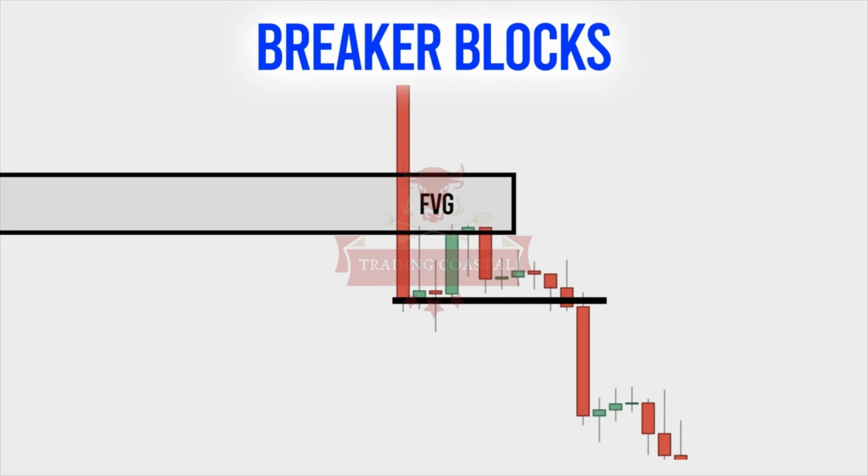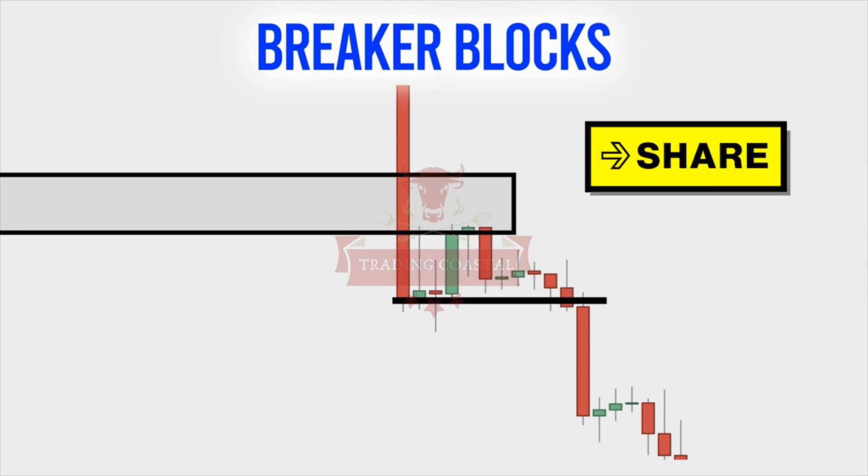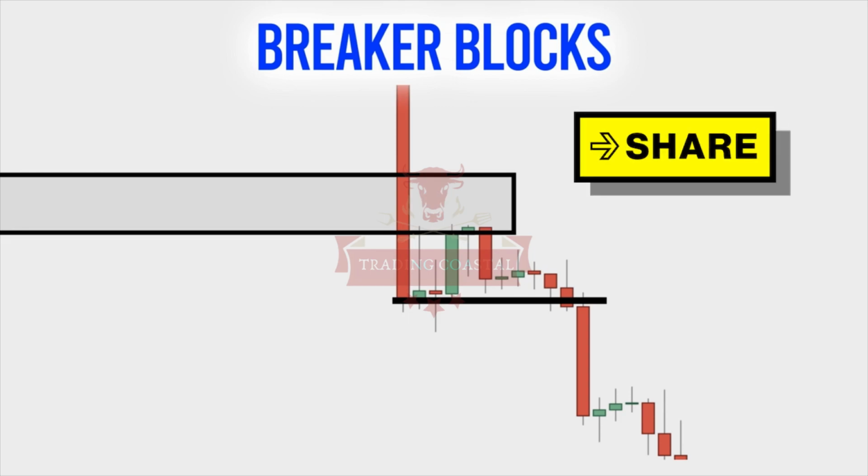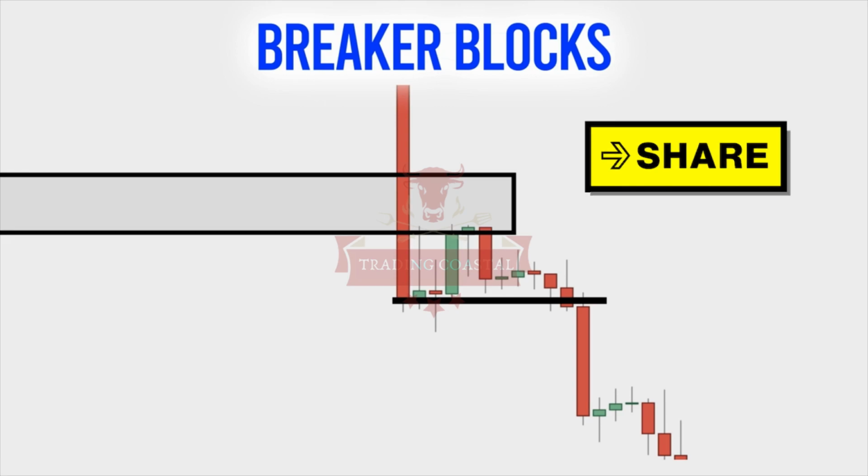It's important to use breaker blocks in conjunction with other forms of technical analysis when making well-informed trading decisions, much like with other trading concepts.